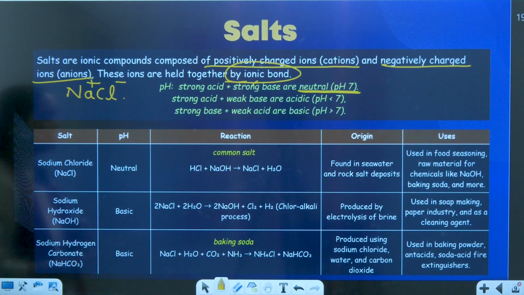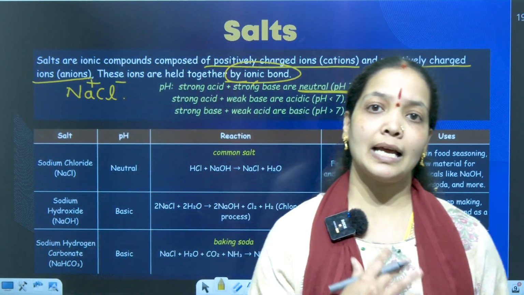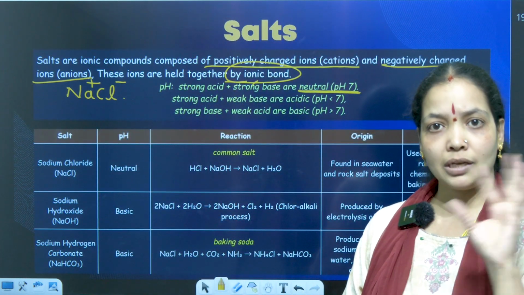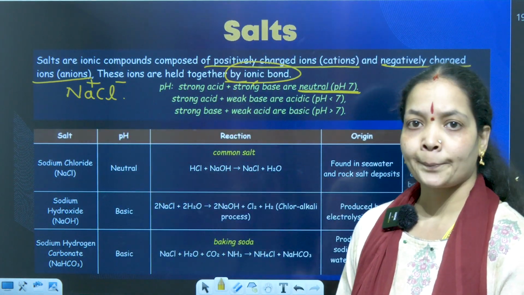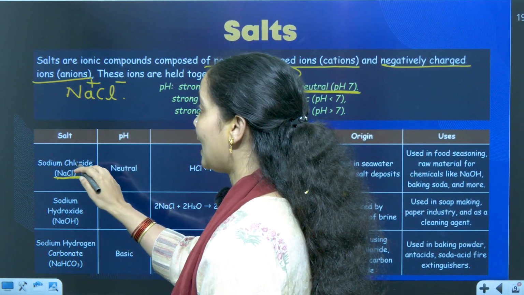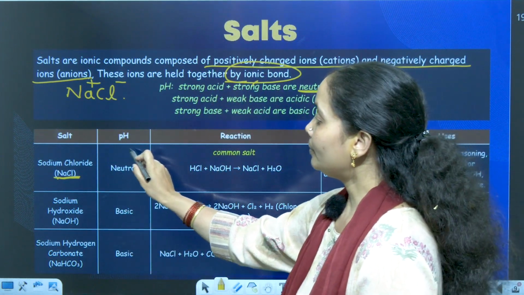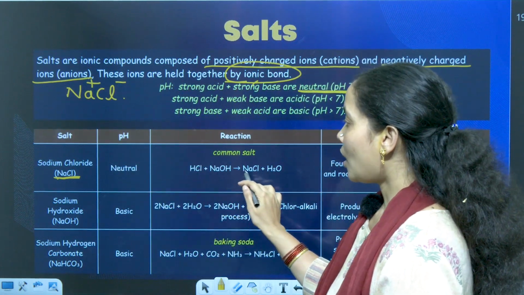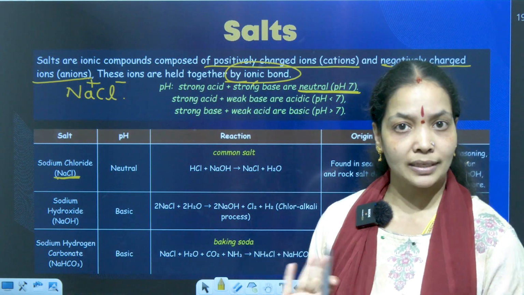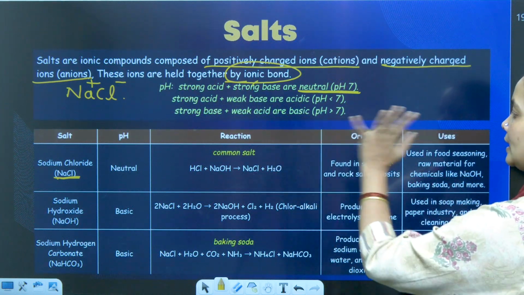Let us learn about some important salts which are highly relevant and useful for us in our daily life. The first and the most common salt used by all of us is called sodium chloride. NaCl is the substance. Since it has a positive and a negative radical, and the pH is exactly equal to 7, it becomes a neutral salt. The common salt formation reaction will be an acid with a base gives salt and water, a neutralization reaction basically. HCl plus NaOH gives NaCl plus H2O. This is a neutralization reaction.